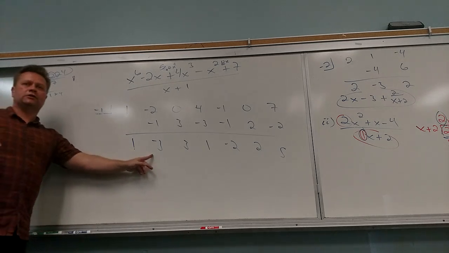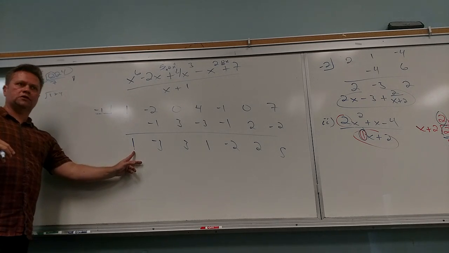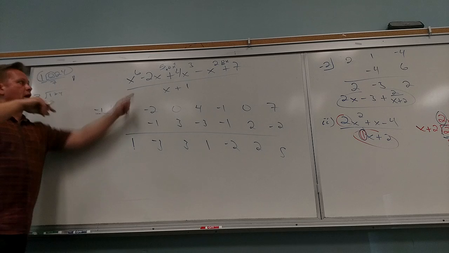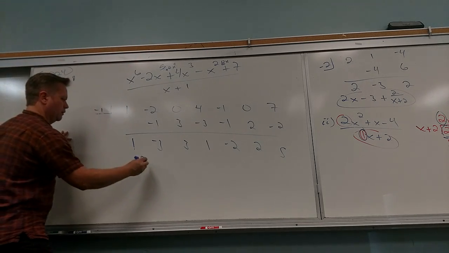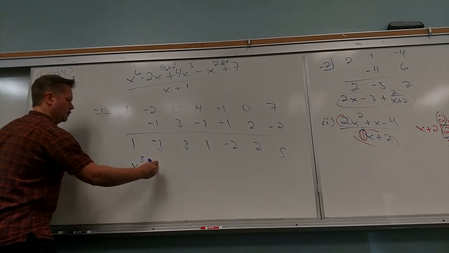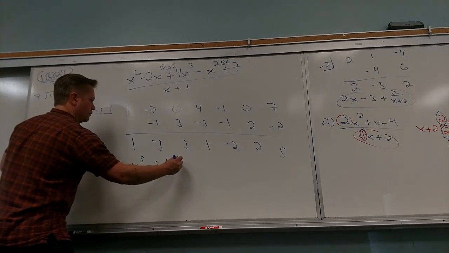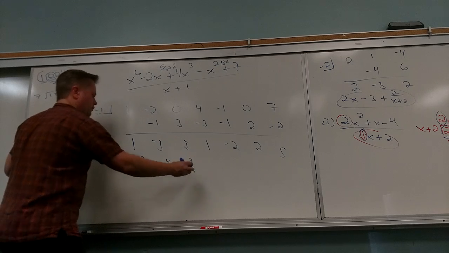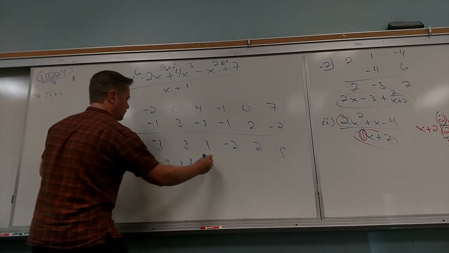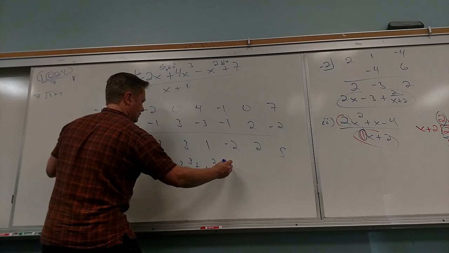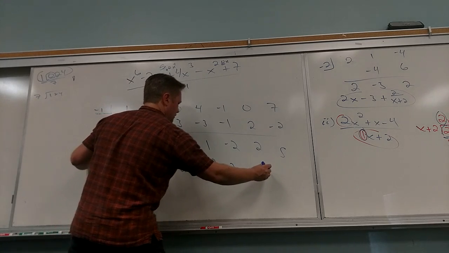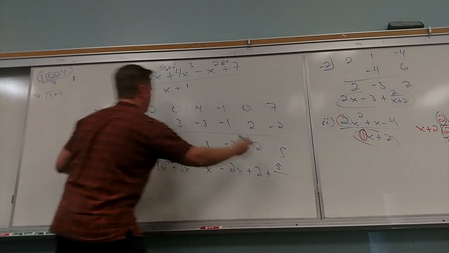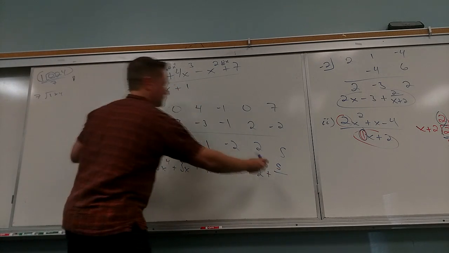How would I write the answer? What power would this be the coefficient of? Fifth power. Was it sixth power? I divided an x away. So it'll be 1x to the fifth, minus 3x to the fourth, plus 3x to the third, minus 1x squared, minus 2x, plus 2, plus 5 over x plus 1. Okay.